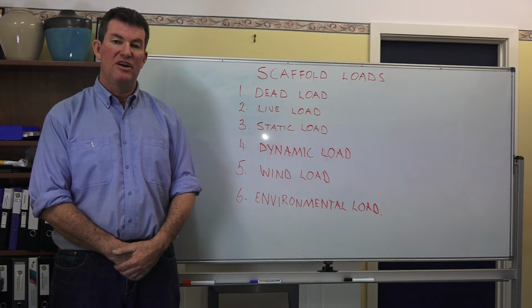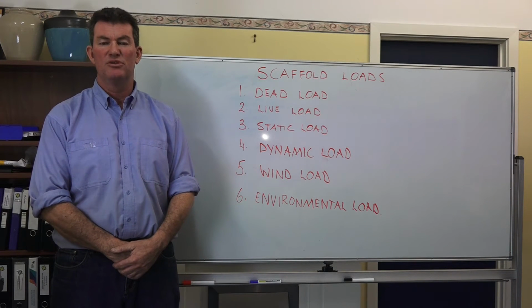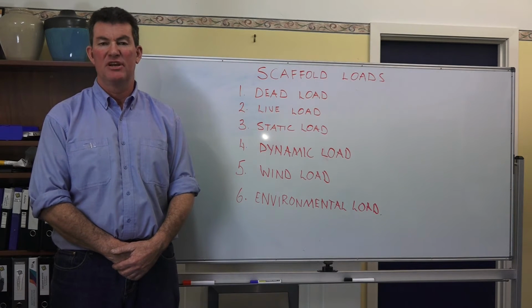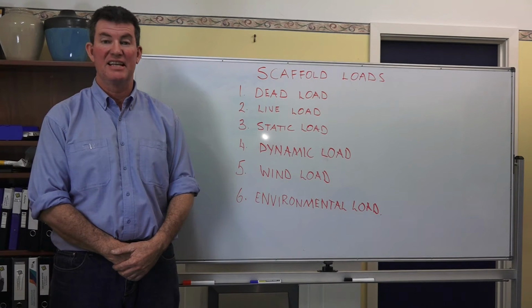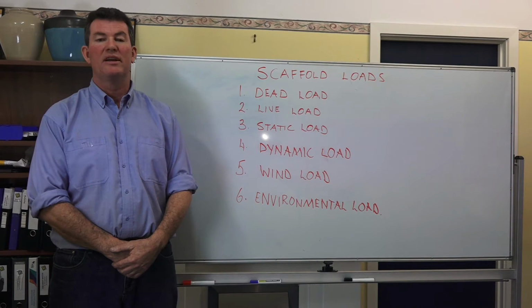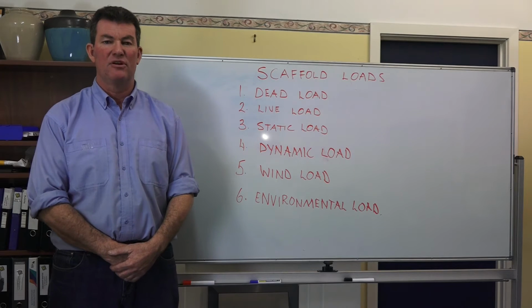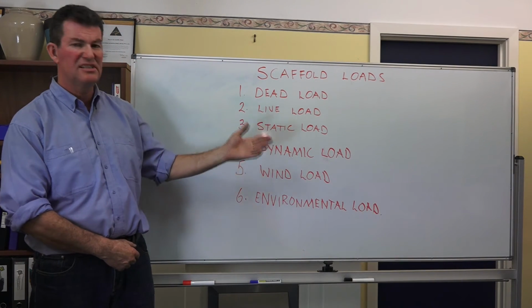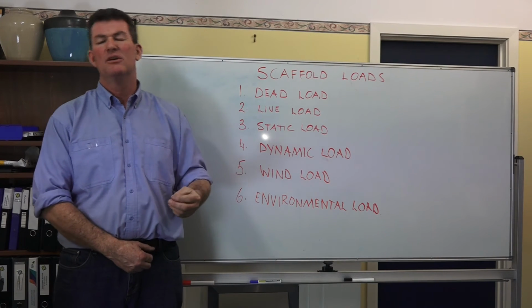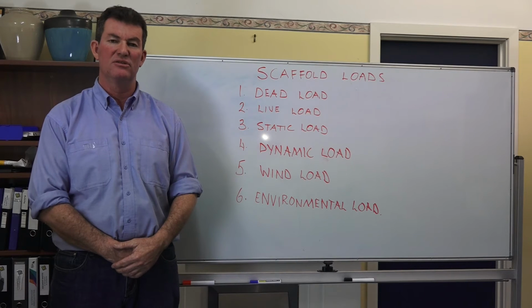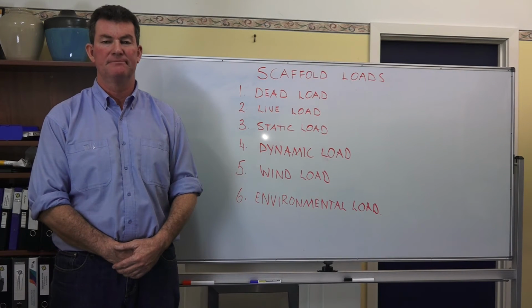Then there's the live load. The live load is the distribution of the weight of persons and materials on the scaffold being transferred down to the ground. So the dead load is the weight of the components, the live load is the weight of the persons and materials on the scaffold. We then have the static load, which is listed as the consistent applied load, which means the total weight of the scaffold and how that's applied to the supporting surface.